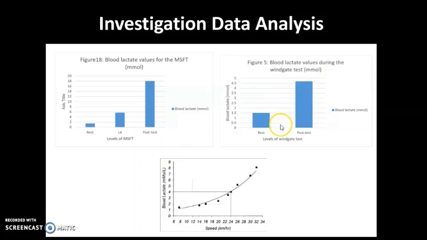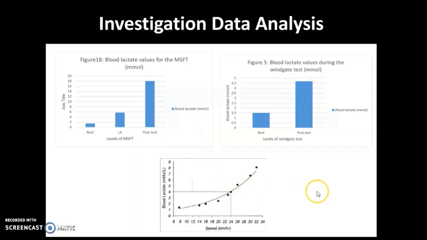And this is similar during the Wingate. We had low levels of blood lactate at rest, but when we took the blood lactate levels after the test, we saw a rapid increase. And again, it's due to the interplay between the different systems and the changing of intensity of the Wingate test from going from no resistance to having some resistance on the bike. It showed that the blood lactate increased.